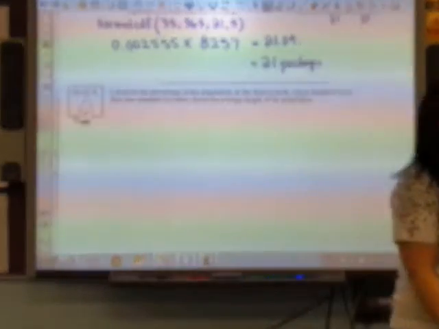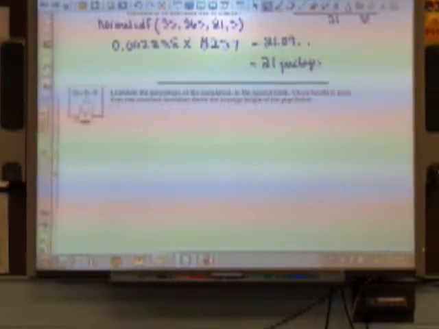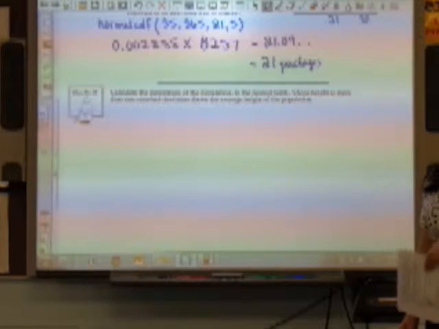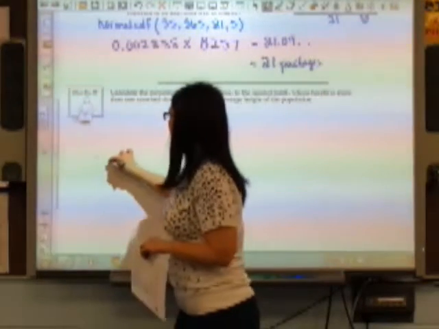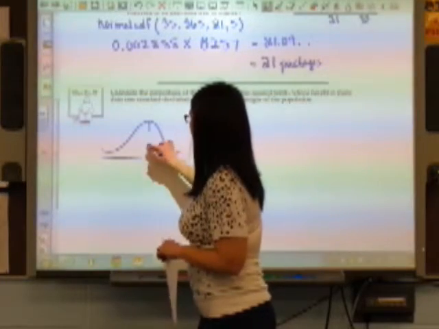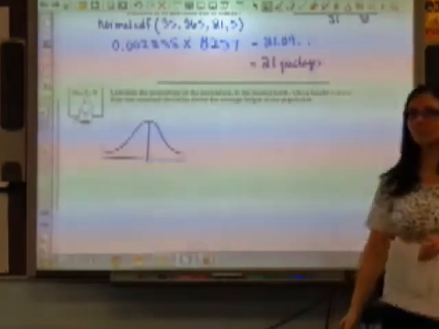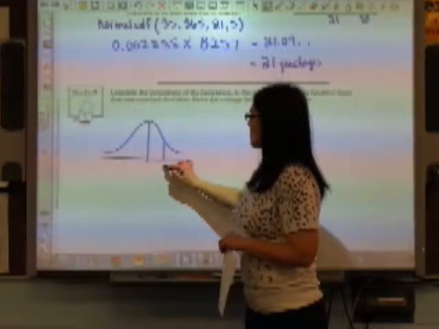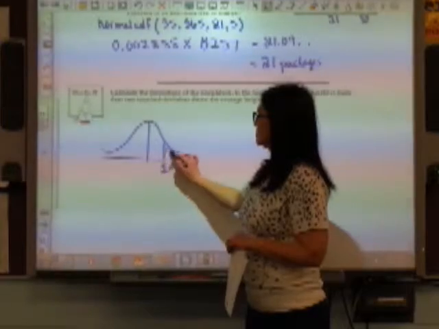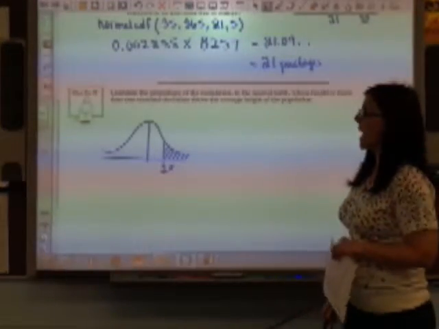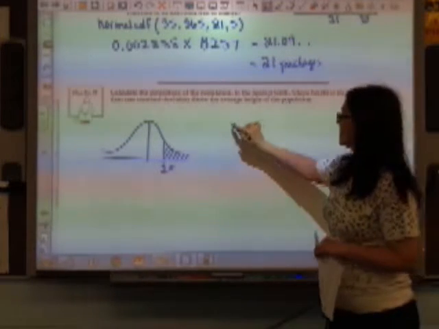Class example number 2. Calculate the percentage of the population to the nearest tenth whose height is more than 1 standard deviation above the average height of the population. One standard deviation taller than that. There's one standard deviation. So I want that section.